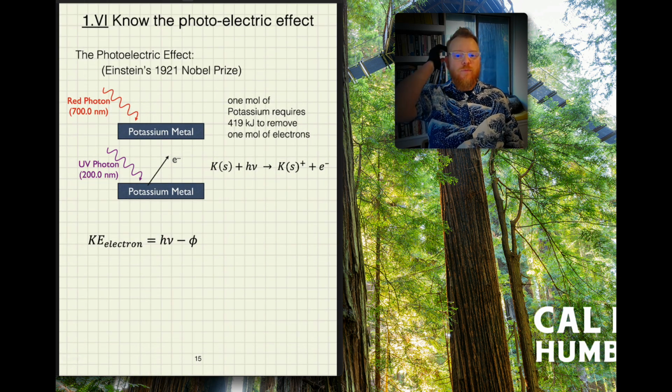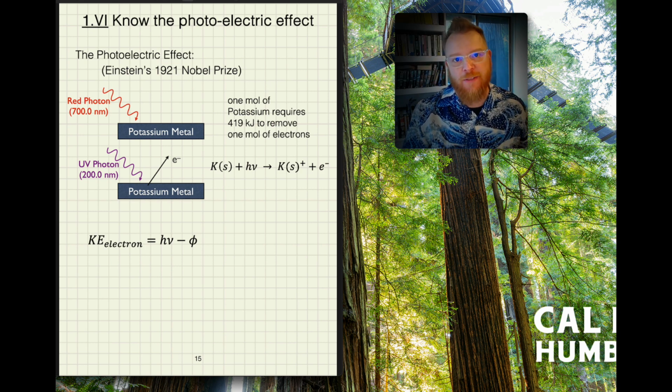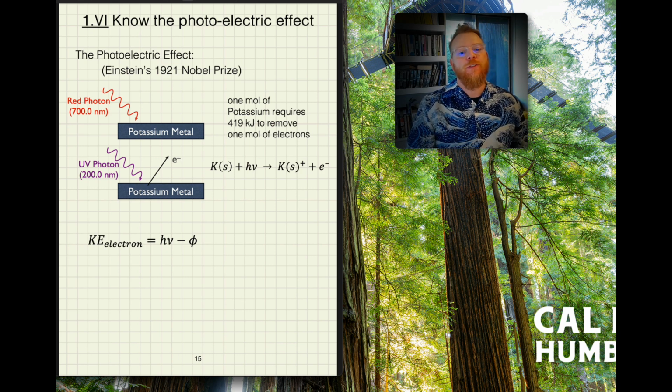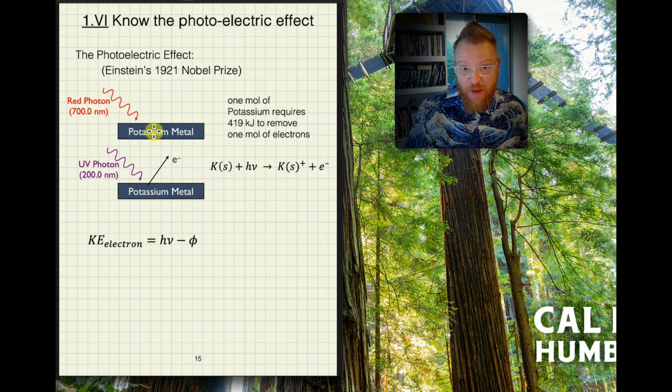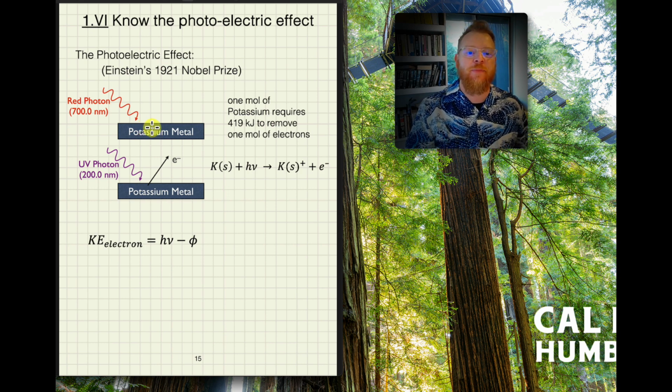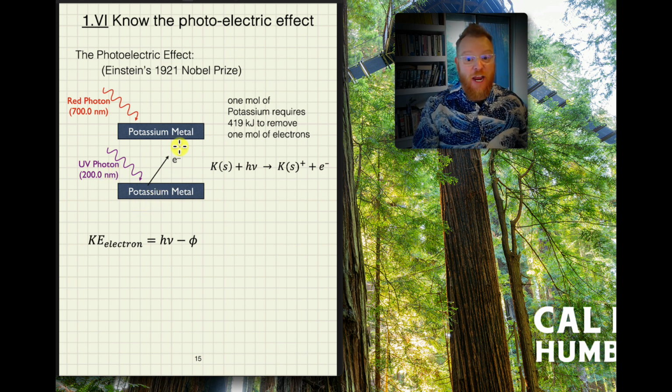Here we go. So the photoelectric effect describes the emission of electrons from the interaction of electromagnetic radiation with a solid, typically under high vacuum. I've got two cartoons here describing that. In both, we're irradiating potassium metal with electromagnetic radiation. In one case, we shoot a 700 nanometer photon at the potassium metal and nothing happens. In the other case, we shoot a UV photon, a 200 nanometer photon, and that causes the ejection of an electron.